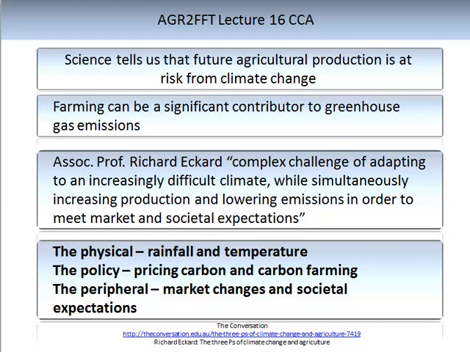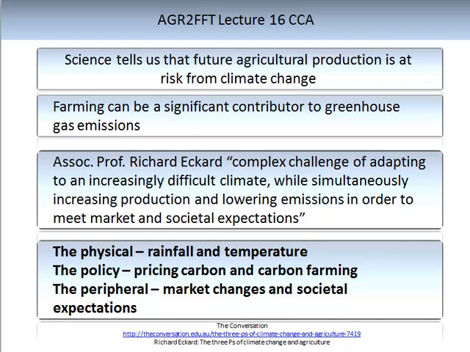Richard Eckard stated that the complex challenge of adapting to an increasingly difficult climate, while simultaneously increasing production and lowering emissions in order to meet market and social expectations, is one of the great challenges of climate change adaptation. In his article, he has identified the 3 Ps, or 3 areas that he feels that climate change adaptation needs to concentrate on.